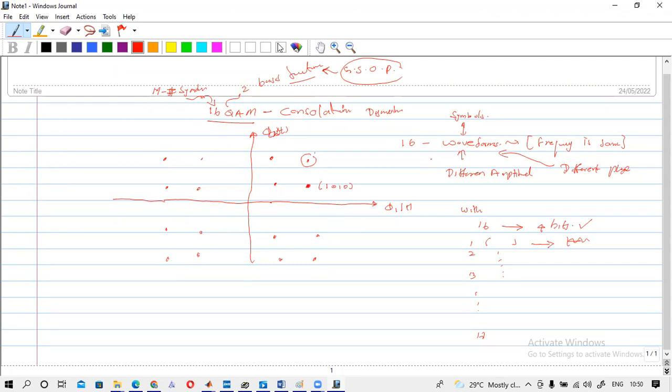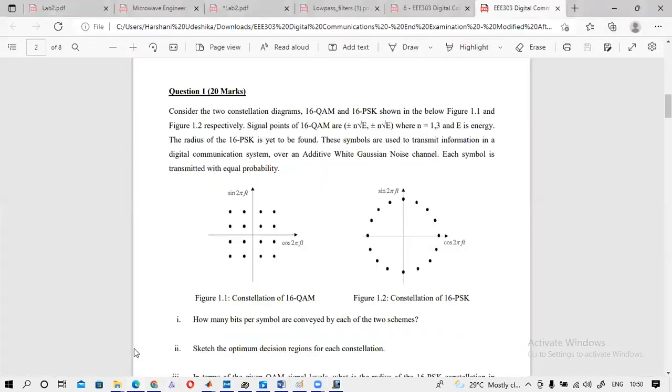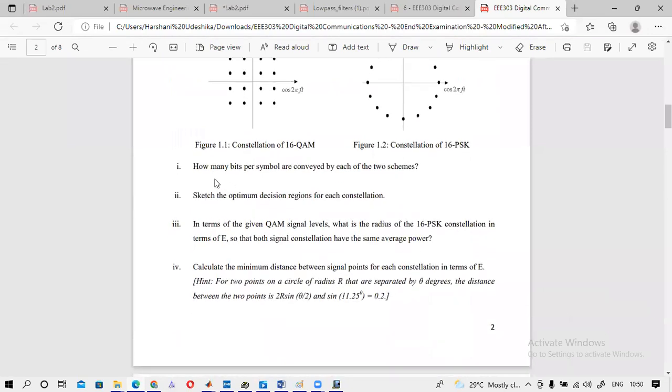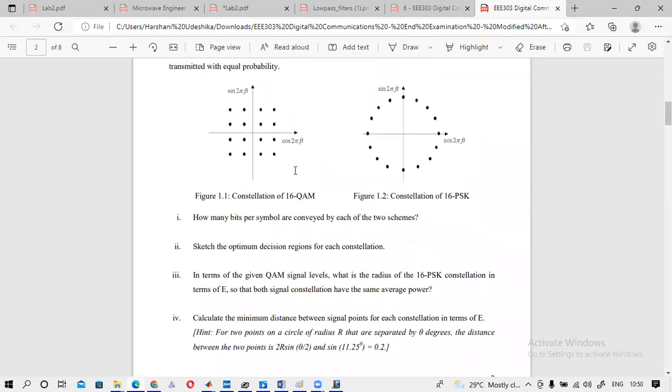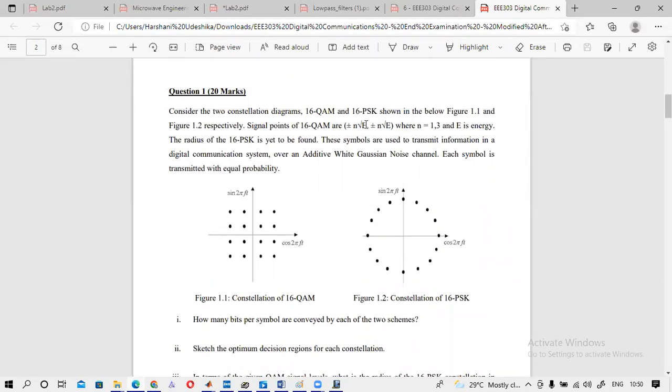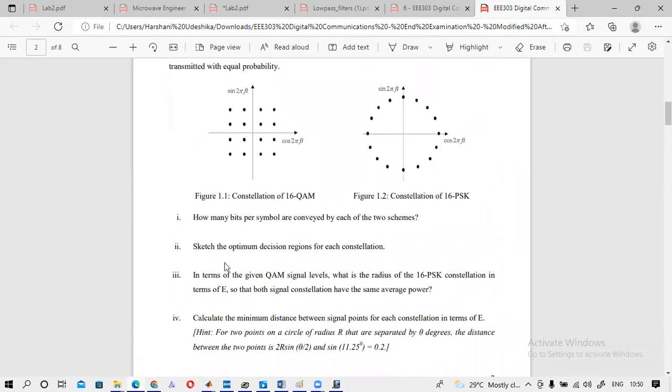So we will see the questions. What is the first question? How many bits per symbol are conveyed by each of the two schemes? All these are 16-ary, M-ary modulation schemes, so 16 symbols are there. That means each symbol will have 4 bits.